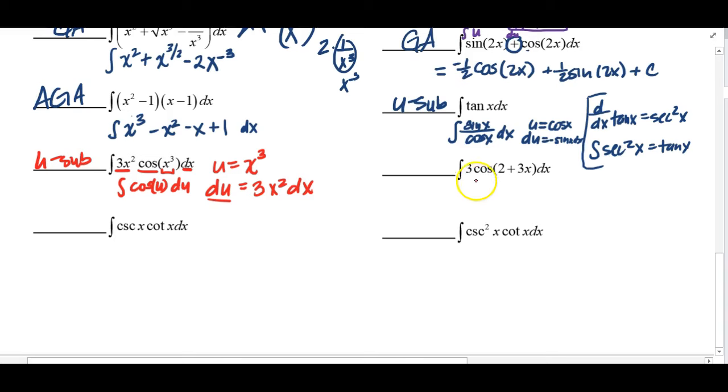Now this next one, 3 cosine of 2 plus 3x, can be solved with U-substitution. I would not recommend it. I would say this is a general antiderivative.